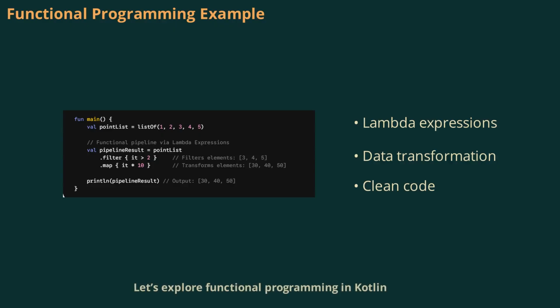Let's explore functional programming in Kotlin. You can create a list of points and process them using a pipeline of lambda expressions. For example, filter elements greater than 2 and then map them to multiply by 10. The result is a transformed list, demonstrating how Kotlin's functional features make data processing simple and powerful. This approach leads to cleaner, more maintainable code.